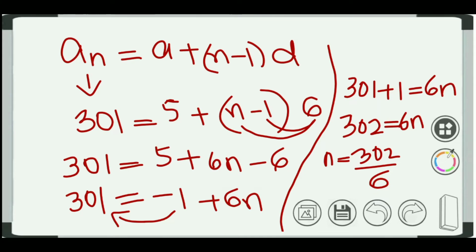See, if we divide 302 by 6, we will get a value 50.333. So is it a whole number? It is a fraction type. So what can you conclude? 301 is not a term of the given list of numbers. Okay, because it's a fraction, a decimal type of answer for n. Number of terms can't be a fraction. Okay, so 301 is not a term of the given list.